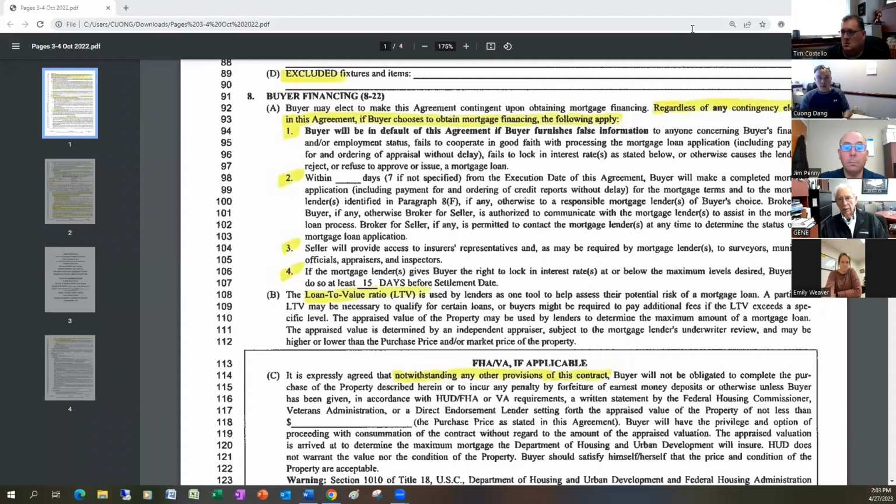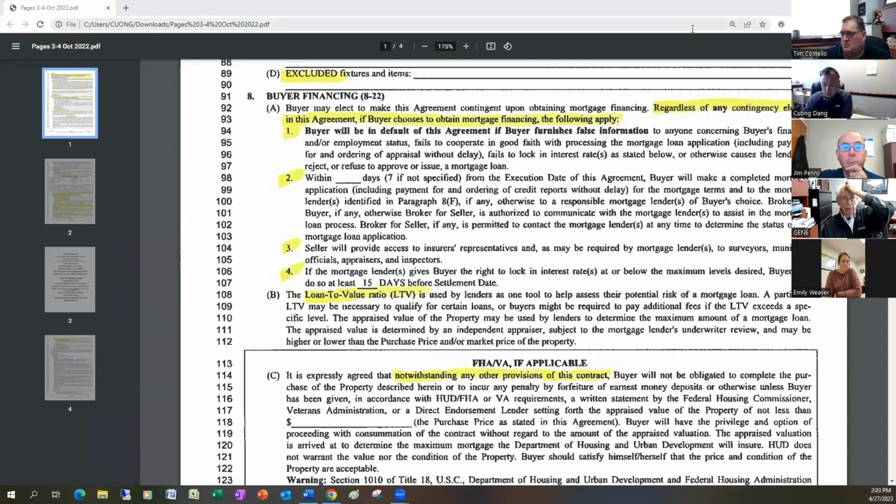Okay, today we're going to go over the mortgage contingency portion of the agreement of sale, and it starts with paragraph 8, okay? Buyer's financing. You can all see my screen, right? The shared screen. Right. Okay.